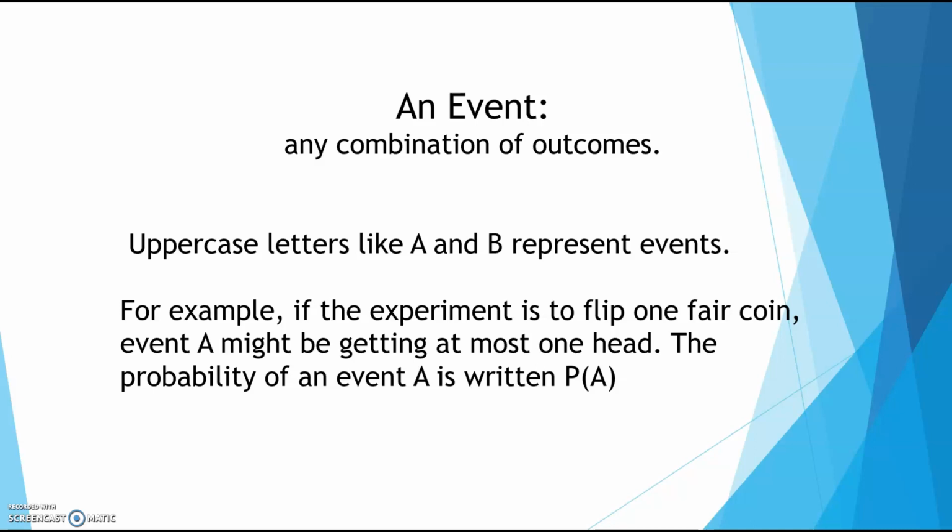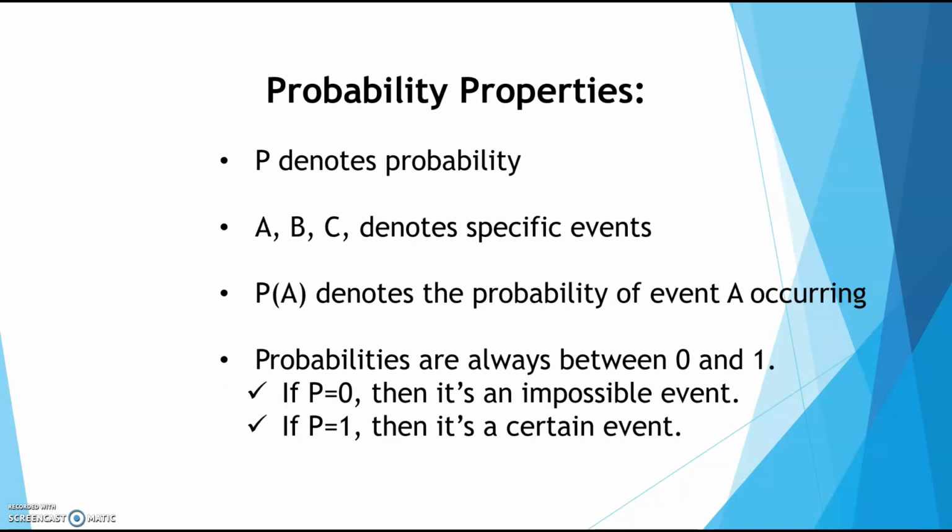Now, to represent your events, you can use uppercase letters like A, B, C, D, depending on how many events you're looking at. If you're trying to find the probability of that event, this is how you would write it: P(A), the probability of event A. P denotes probability. A, B, C, D, E, F, you keep on going, denotes your specific event that you're looking for. So when you put them together, this really says the probability of event A occurring.